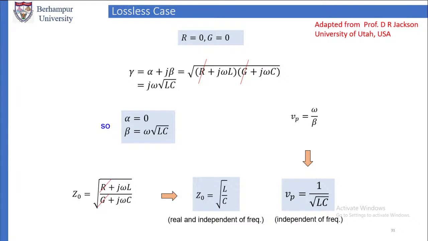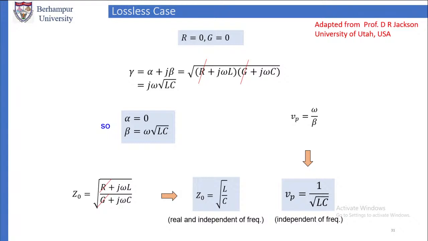That is Vp. Then Z0, characteristic impedance, will be square root of j omega L by j omega C. Because R and G are 0, there is no point in taking them. J omega in the numerator and denominator will cancel out. So Z0 will be root over of L by C. So remember this: Z0 is equal to root over of L by C, Vp is equal to 1 by root over of LC, alpha is equal to 0, beta is equal to omega root over of LC, gamma is equal to j omega root over of LC.